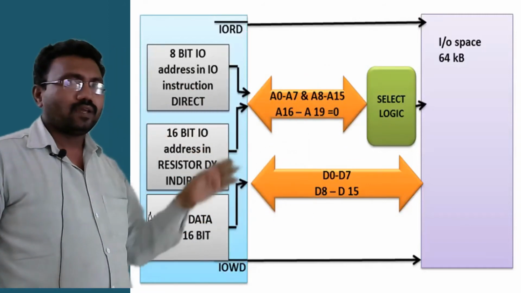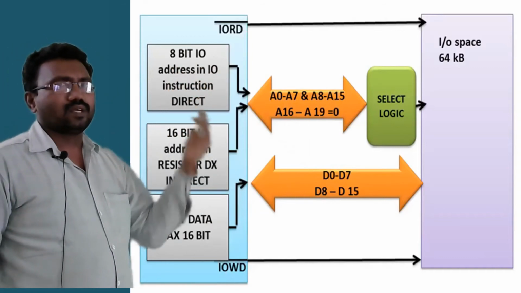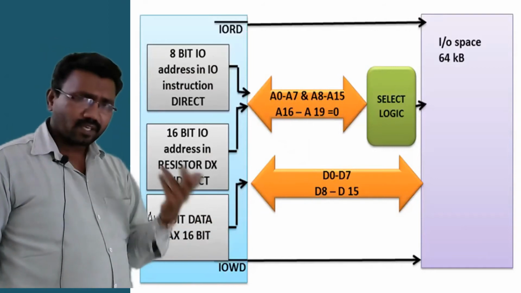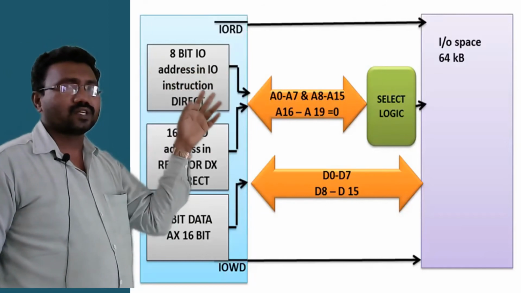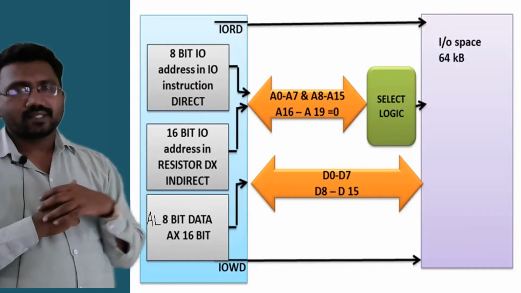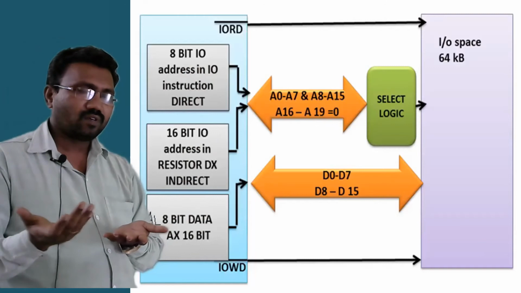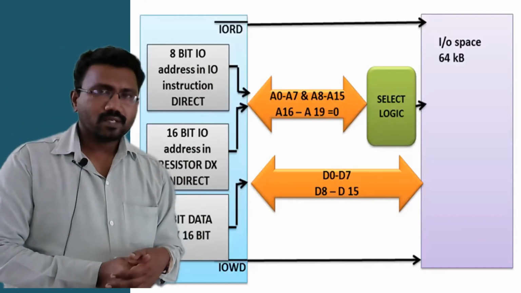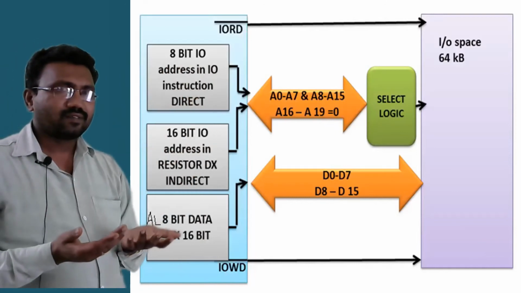Now what about this point here? In this diagram, some devices are specified using an 8-bit I/O address, and some devices using a 16-bit address. If it is an 8-bit I/O address, it can be specified directly within the I/O instruction itself. There are I/O instructions to perform input and output operations. Is it clear? So an 8-bit I/O address in the I/O instruction is a direct address.